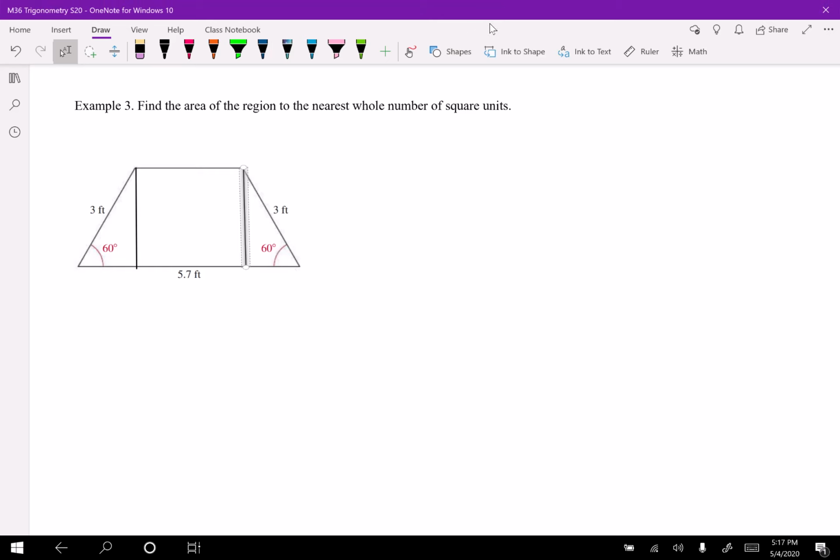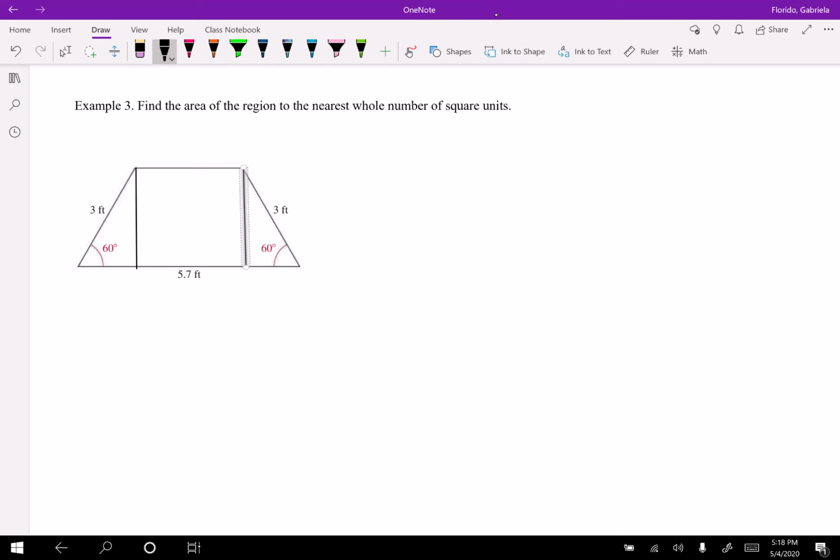All right. And so we know that the base is 5.7. We know that we have a couple of angles here that are given and some of the sides. So what I'm going to do is find the area of this right triangle. Notice that both of these triangles are exactly the same. So I'm going to find the area of that triangle, which is going to be the same as the other triangle, and then I'm going to find the area of the rectangle, and I'm just going to sum up all the areas. I think it just makes it easier if we break it up into little pieces. And so I'm going to start off by finding the area of the right triangle.